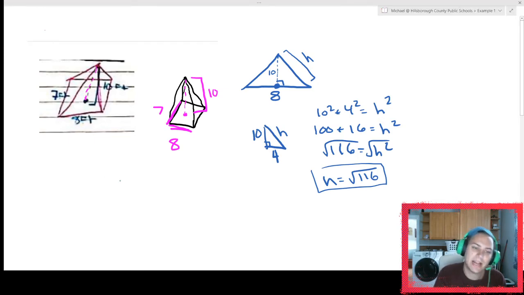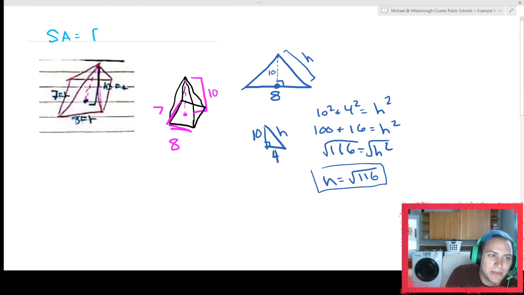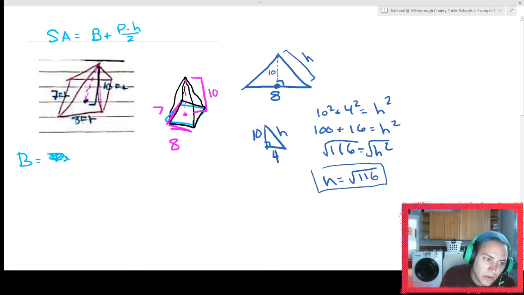Now I can come back in here and I can actually figure out some things, right? In order to use the surface area formula here, the surface area formula is big B plus the perimeter times the height divided by 2. So I need to figure out what the area of the base is, big B. Well, the base here looks like it's a rectangle, right? It's a 7 by 8 rectangle. So we're going to use the formula base times height of the rectangle. Well, it doesn't matter, base or height can be 7 times 8.